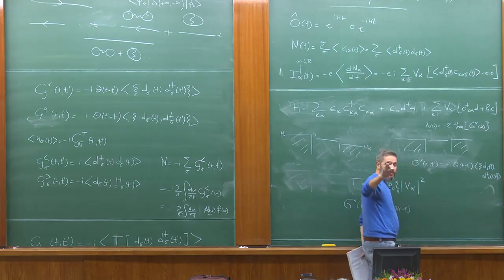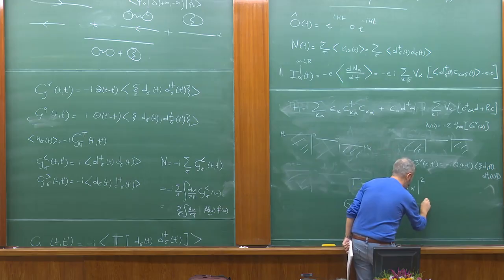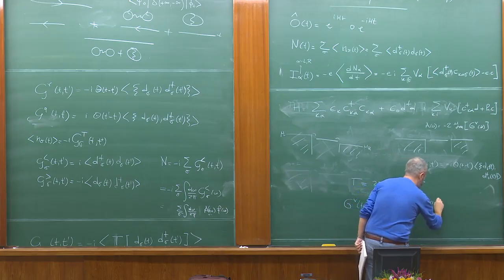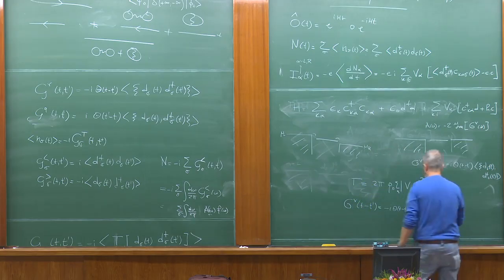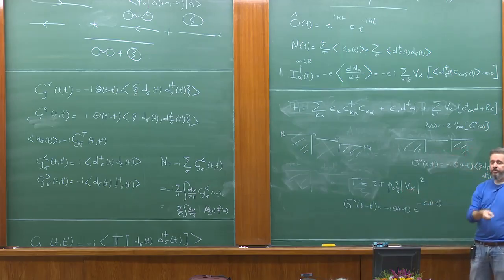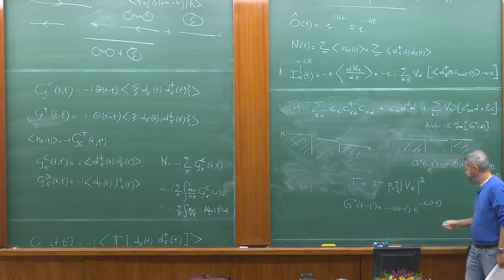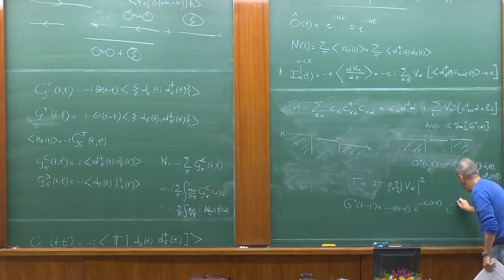I just don't have much time, so I want to get to the end of the lecture where I wanted to get. So e to the minus i epsilon naught (t minus t prime). And then, of course, there is going to be the exponential decay, because if I put a particle here at time t prime, it's going to decay out exponentially because of Breit-Wigner. So it's going to be e to the minus gamma (t minus t prime). Okay? So that's the Green function that you will get.